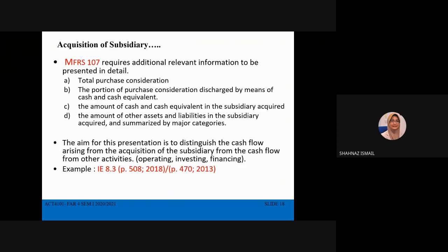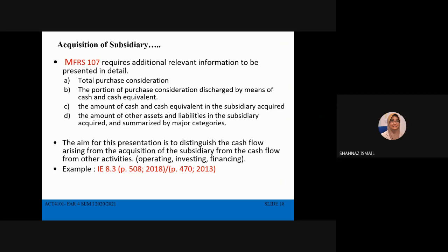So MFRS 107 requires additional relevant information to be presented in detail. Pertama adalah total purchase consideration, the portion of purchase consideration discharged by means of cash and cash equivalent, the amount of cash and cash equivalent in the subsidiary acquired, and the amount of other assets and liabilities in the subsidiary acquired and summarized by major categories. So the aim for this presentation is to distinguish the cash flow arising from the acquisition of the subsidiary from the cash flow from other activities.